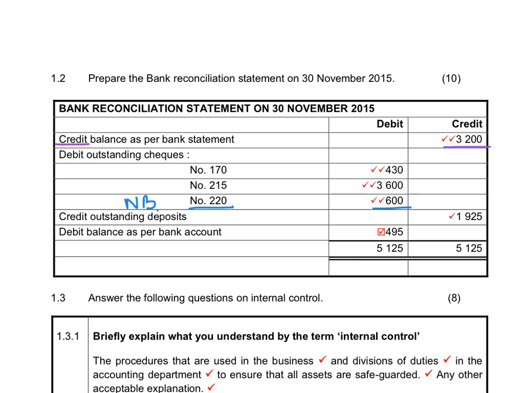So if we cancel a check, that's step number 1. Step number 2 is we issue a new check, and the third entry will be in the bank reconciliation statement to indicate that the bank will pay out this money in the future.